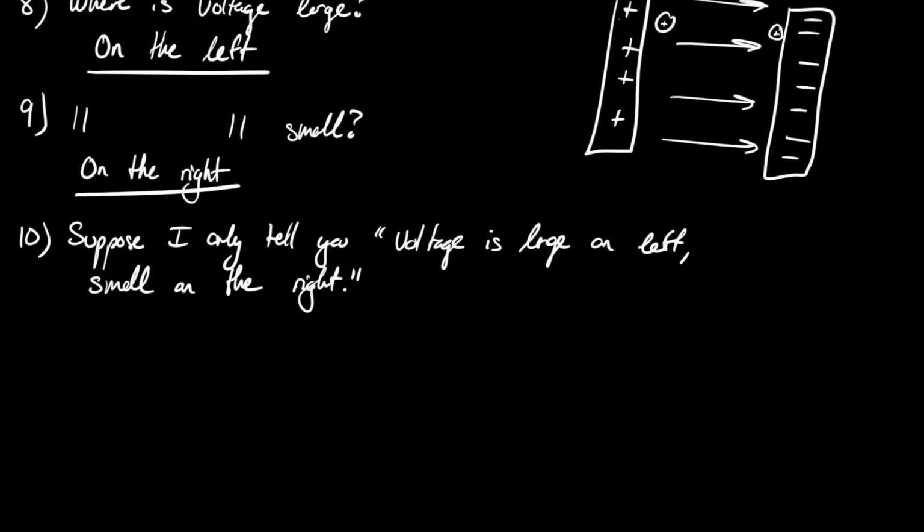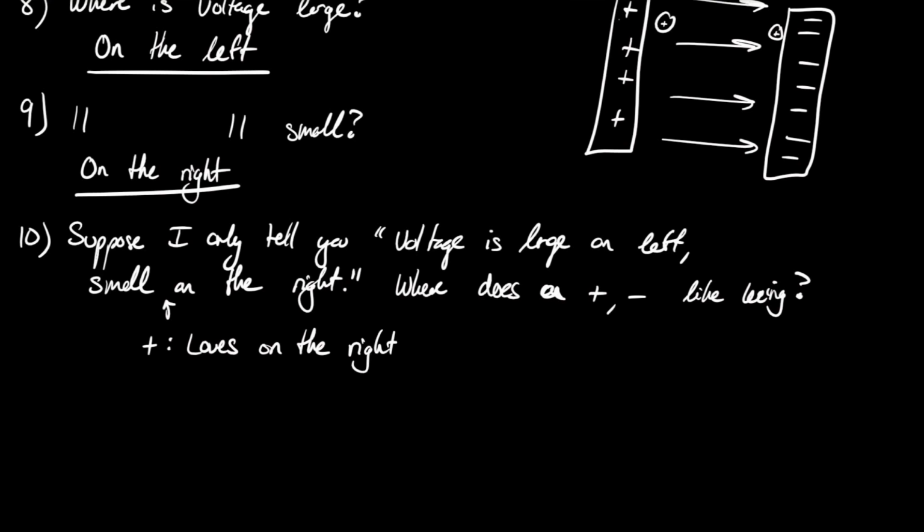And then I ask you, where does a positive charge, and then a separate question, a negative charge, like being? Okay? Well, a positive charge, remembering the definition of voltage, positive charges hate being near large voltage, and they love being at small voltage. So the positive charge loves being at the small voltage, which is on the right.